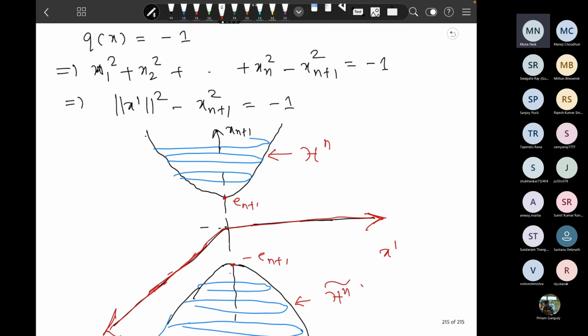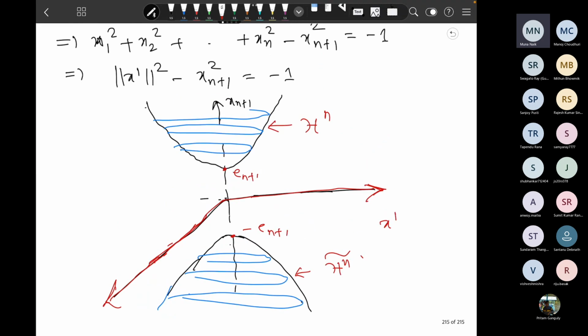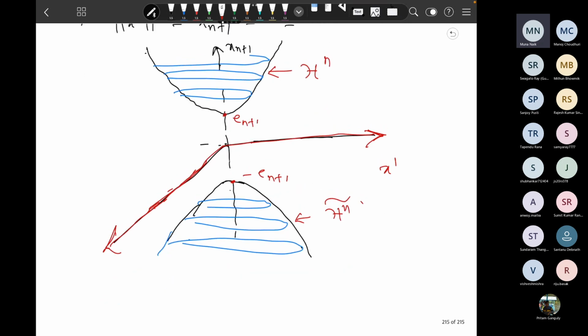Okay, so from the figure you can see that this H^n looks like a connected set. We will prove it, but this is not a proof. You can just believe from the figure that H^n will be connected. So is it clear, Tapendu? Yes, Tapendu is Madhav, yes.